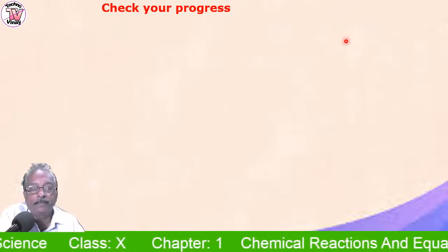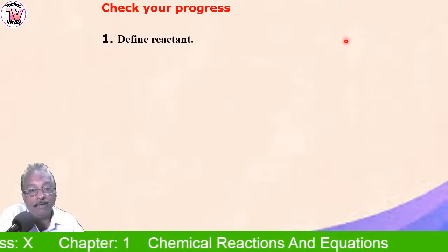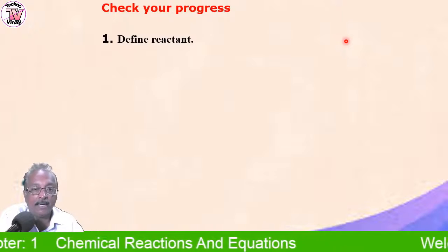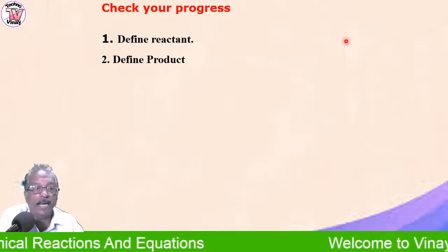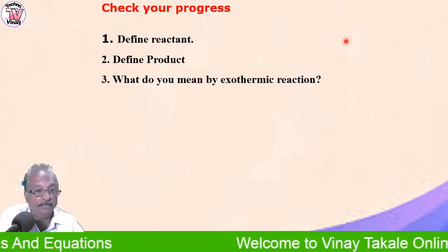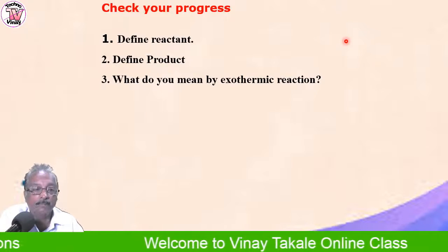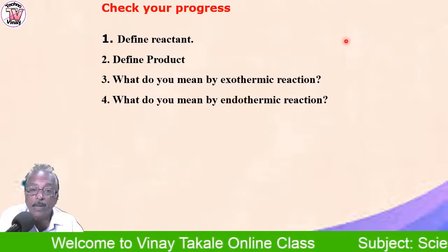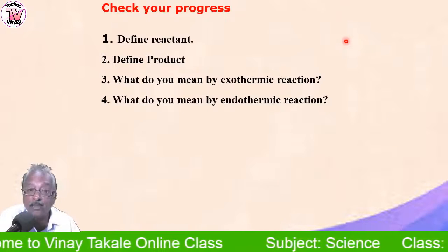Now here you can check your progress. What is the reactant? Already I have covered in the first part. Substances undergoing a change are known as reactants. What is product? A new substance formed in a chemical reaction is known as product. What do you mean by exothermic reaction? You can see my slides or refer to the textbook. A reaction in which heat is given out is known as exothermic reaction. What do you mean by endothermic reaction? A reaction in which heat is absorbed.